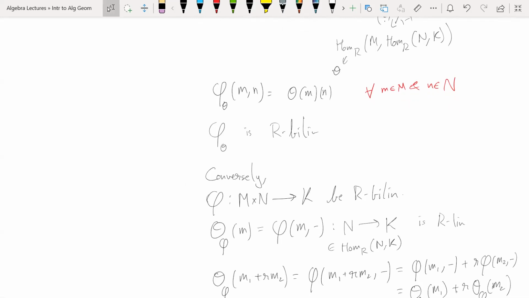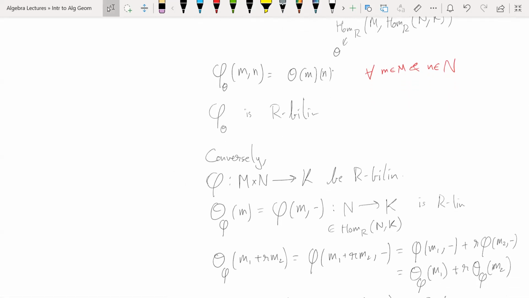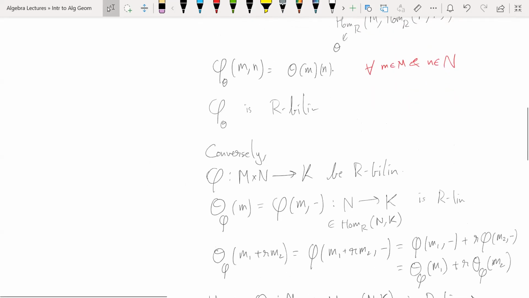So you just check that. Let M1 and M2 be two elements of M, and r in R. Theta sub phi of (M1 + rM2) is by definition phi of (M1 + rM2), evaluated at comma something in N. I've just written a dash as a map; you can think of it as this. But phi is R-bilinear, so it's linear in the first variable, so it becomes this. So theta sub phi is R-linear. So both the maps are well defined.